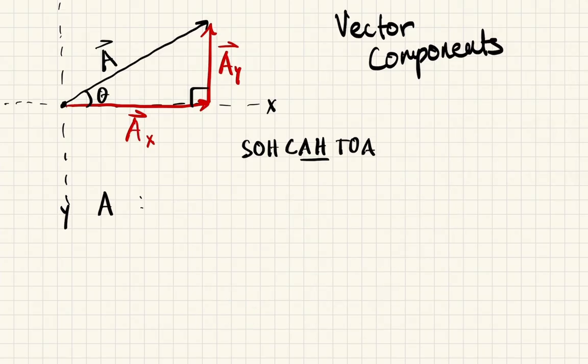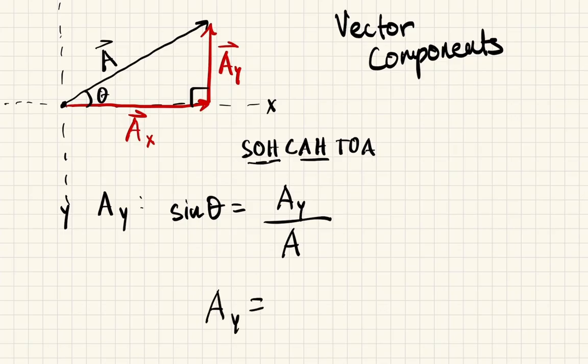Now, what if we wanted to find the y component of vector a? Well, we do something similar, but this time we'll use sine, because the sine of the angle is going to be equal to the opposite leg divided by the hypotenuse. And so in this case, that would be the magnitude of the y component over the magnitude of the vector a. And so again, we would rearrange it and we would get the magnitude of the y component is equal to the magnitude of vector a times sine of the angle.